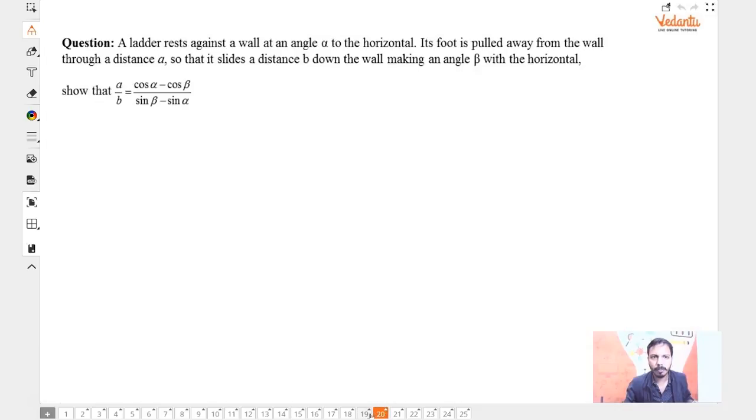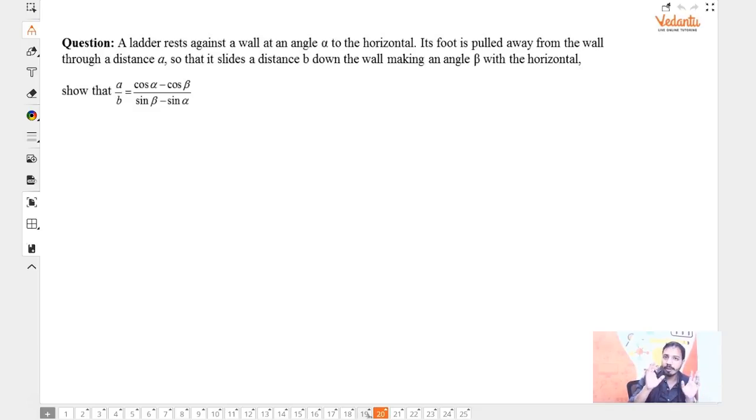I have one more question. These types of questions you can also get. For example, it will say that a ladder rests against a wall at an angle alpha to the horizon. If its foot is pulled away from the wall through a distance a, so that it slides a distance b down the wall, making an angle beta with the horizon.